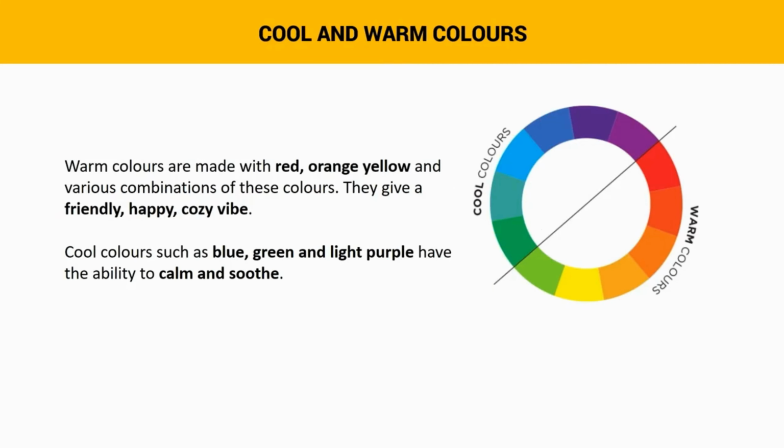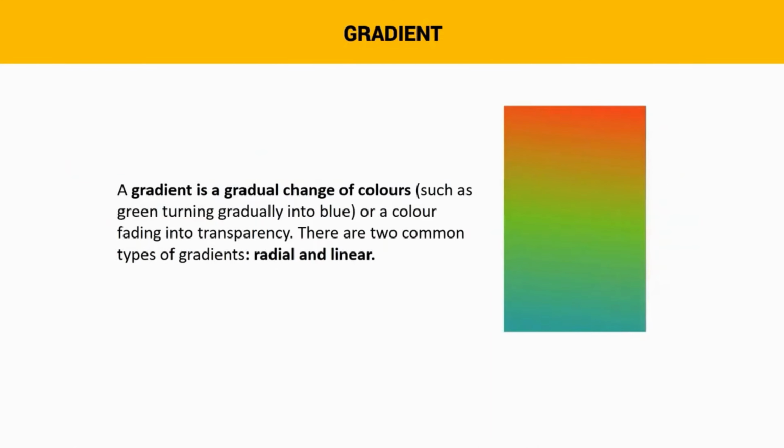Cool and warm colors. Warm colors are made with red, orange, yellow and various combinations of these colors. They give a friendly, happy, cozy vibe. Cool colors such as blue, green and light purple have the ability to calm and soothe. Gradient. A gradient is a gradual change of colors, such as green turning gradually into blue, or a color fading into transparency. There are two common types of gradients, radial and linear.